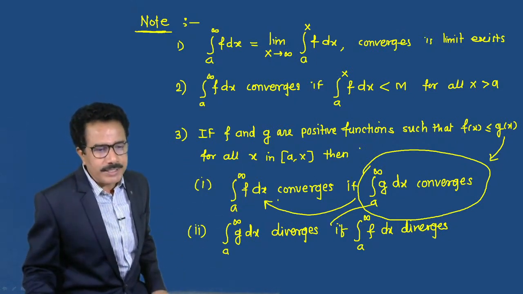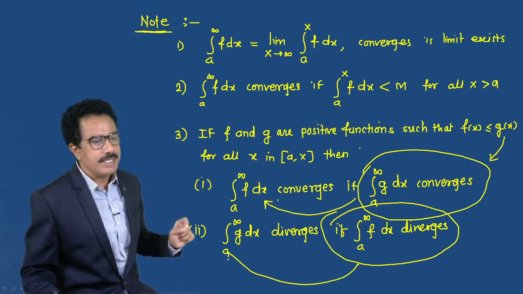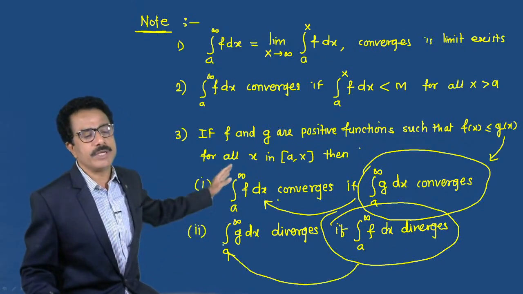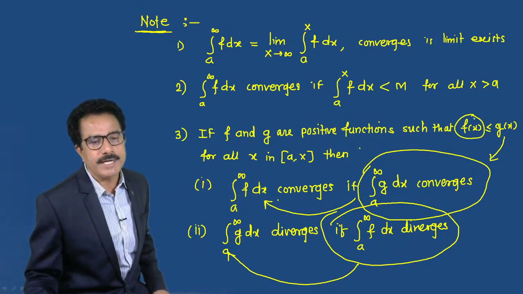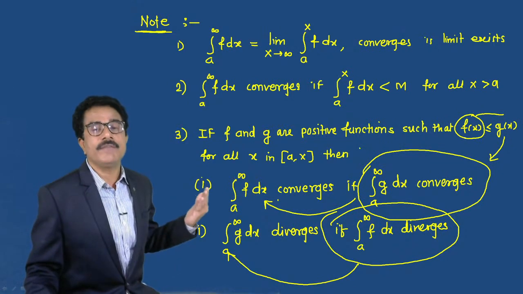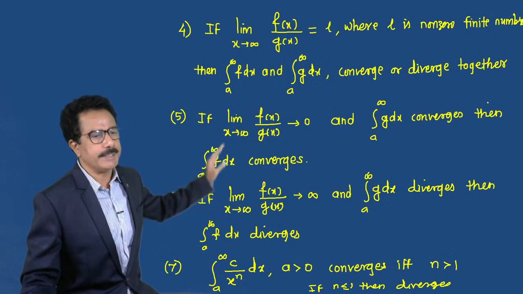Secondly, if the integral from a to infinity of f dx diverges, then we can say that the integral from a to infinity of g dx also diverges, because f is smaller than g. If f goes to infinity, then definitely g goes to infinity.